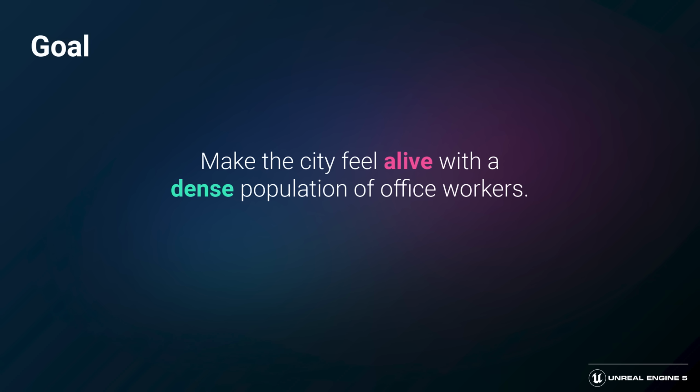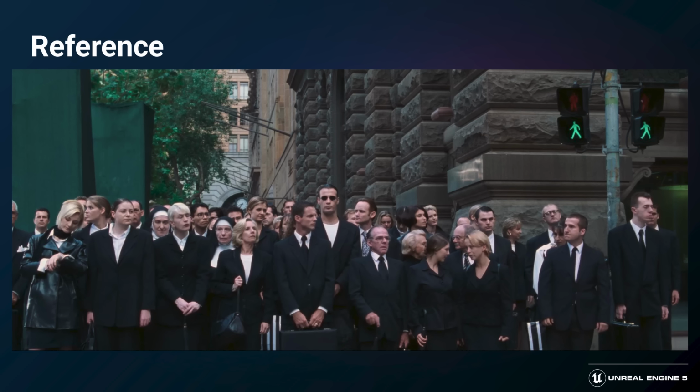The goal with the crowd characters was to help make the city feel alive with a vibrant population of office workers. For a city covering 16 square kilometers, this meant over 500 visible characters at any given moment, again running real-time on next-gen console. We took our initial inspiration from the crowd that Morpheus shows Neo in the first Matrix film.